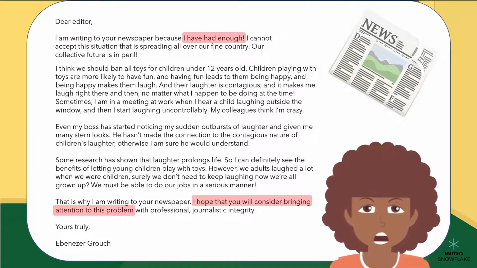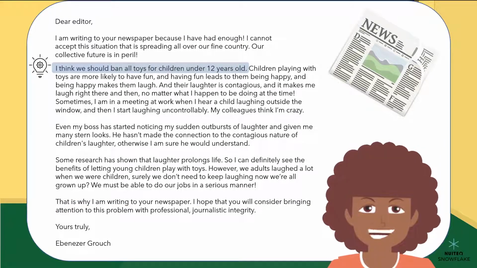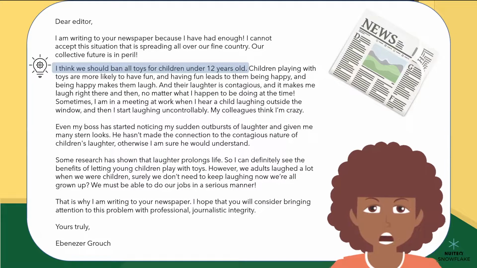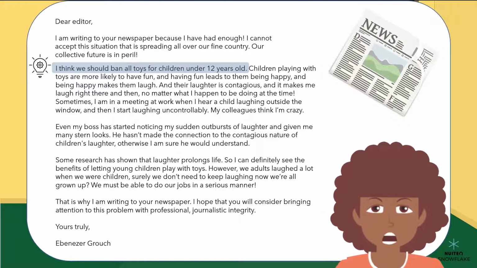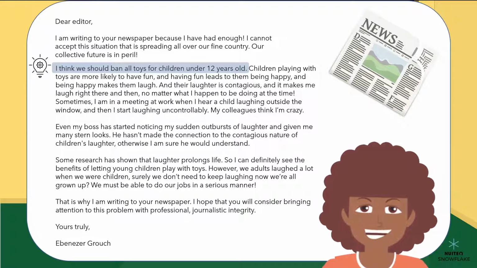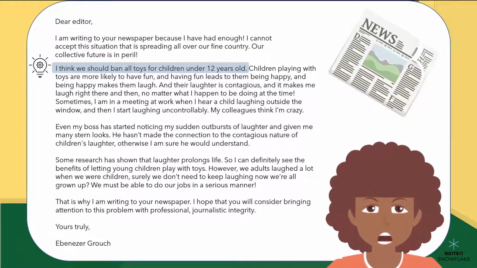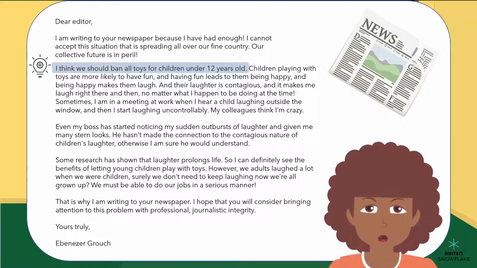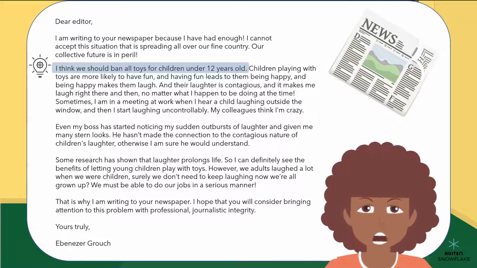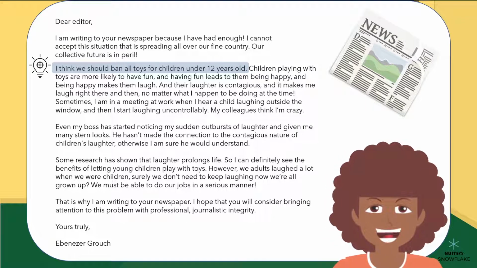The second paragraph starts with this phrase: I think we should ban all toys for children under 12 years old. This is what the letter is about, the main idea. If we had to summarize the letter, this is what we would say. Mr. Grouch thinks that we should ban all toys for children younger than 12 years old. How do I know? This is where the key details come into play. The key details are the evidence that supports this main idea.